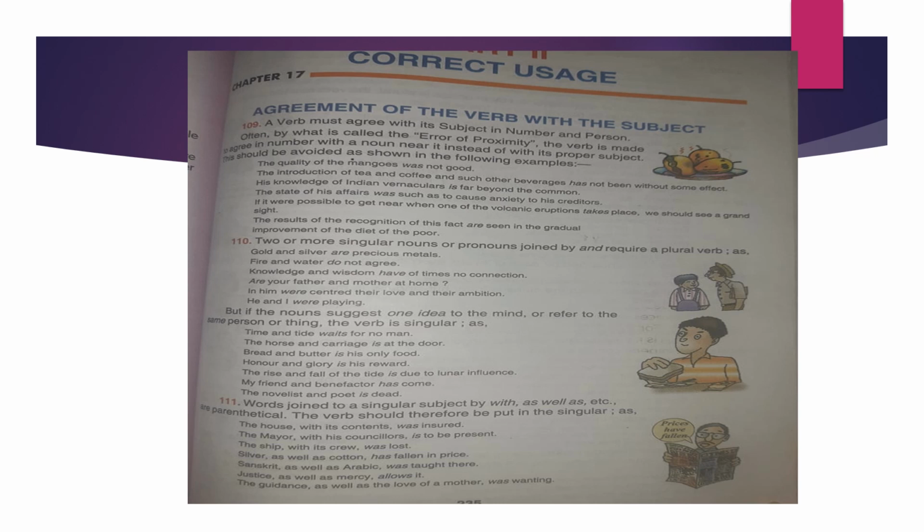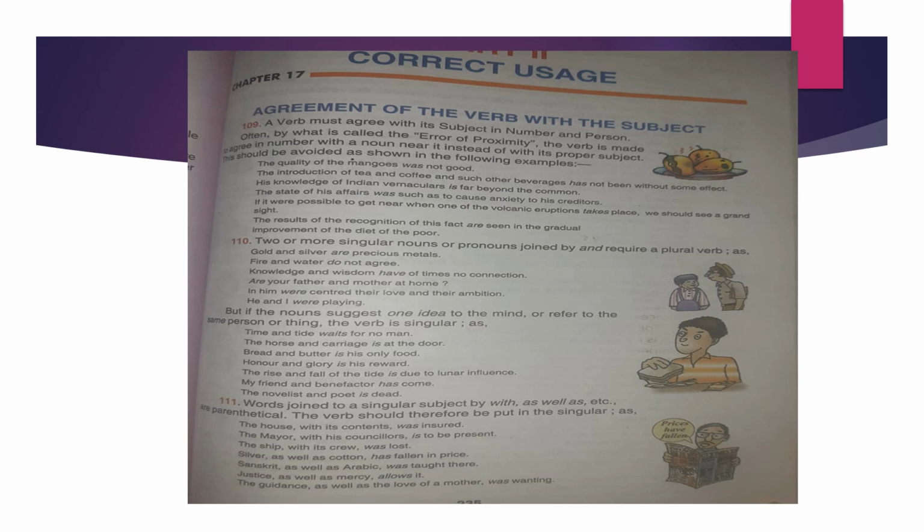You can see in the next example that two or more singular nouns or pronouns joined by and require a plural verb. So where is the plural verb? Over here you can see: gold and silver are precious metals. Gold and silver are two nouns, and we are adding them with the conjunction and. So for this the verb should be plural, and we are using are instead of is.